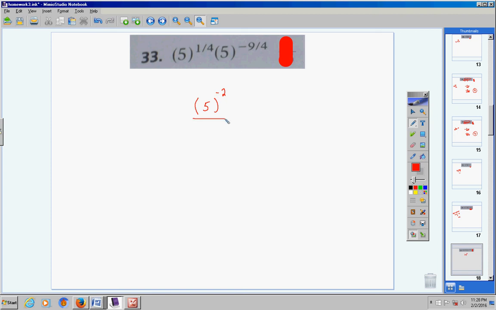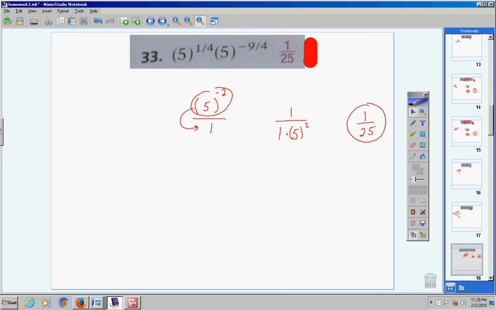Put it over 1. Pick this whole thing up and bring it down to the bottom. So now we have 1 times 5 to the positive 2. This negative 2 became a positive 2 when we moved it down to the denominator. Nothing left up top, so I'll put a 1. So my final answer is simply 1 over 25 because I've got a 1 up top. 5 times 5 is 25 times 1 is 25. So 1 over 25.